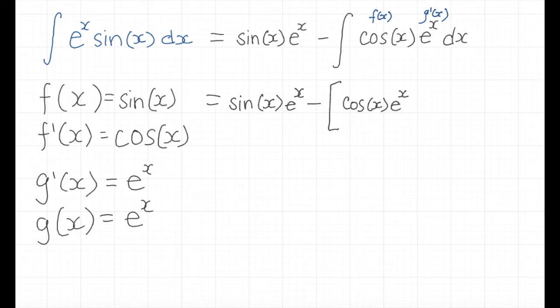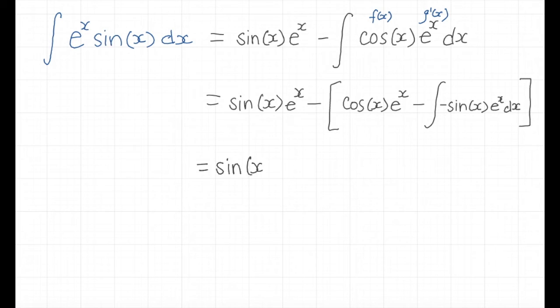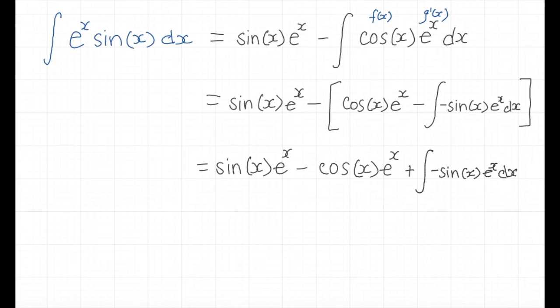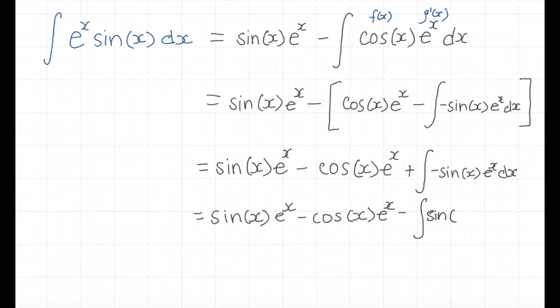And so we get sine of x times e to the power of x minus cos of x times e to the power of x minus the integral of negative sine x times e to the power of x. This simplifies to be sine x e to the power of x minus cos x e to the power of x plus the integral of negative sine x e to the power of x. Moving the negative sign outside of the integral, this is what we get.